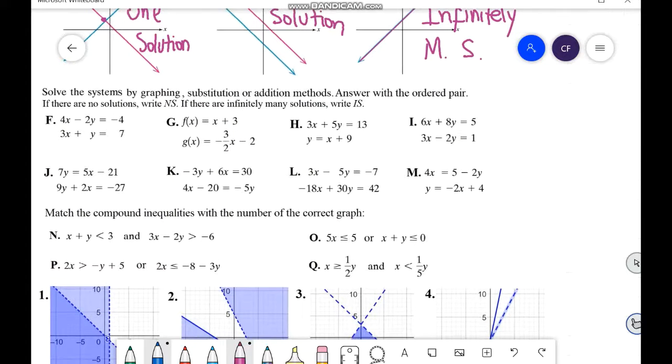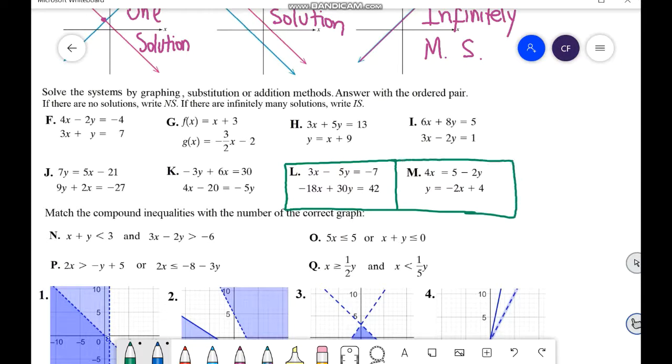set is solve the systems by graphing, substitution, or addition methods. Answer with the ordered pair. If there are no solutions, write NS. If there are infinitely many solutions, write IS. Most of the questions here are going to have at least one solution. It's going to be an ordered pair. Letter L and letter M are slightly different. It's going to be no solution or infinitely many solutions. Okay?